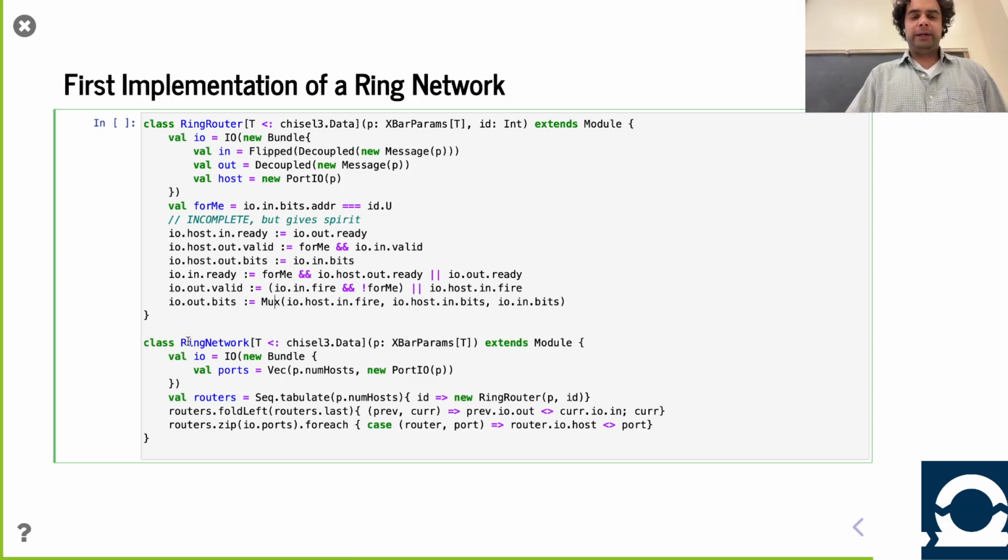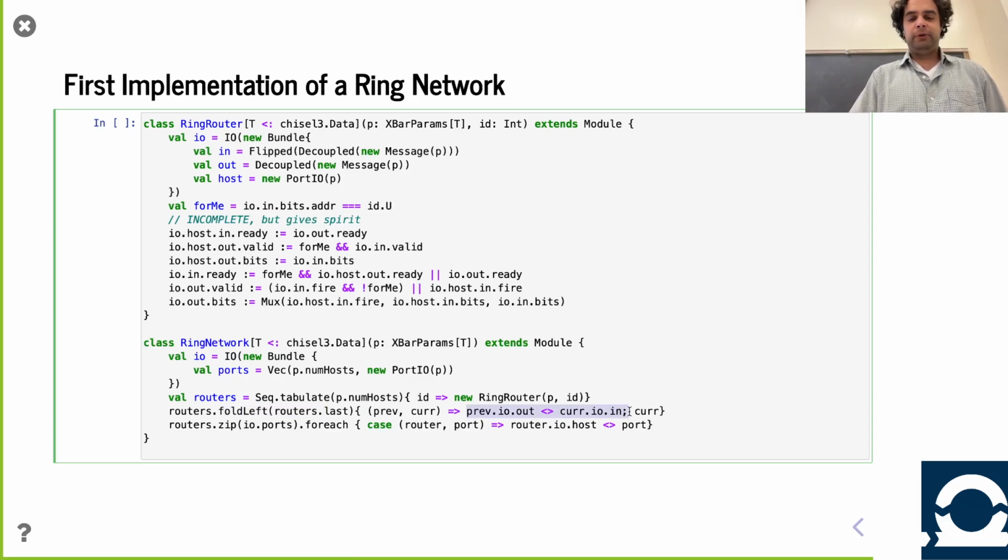And then the actual ring itself, what do we do? Well, from our parameters, we can know how many ports we need, right? Num hosts. Each port's going to have its own router. So we've got to instantiate that many routers. And then here's more of the functional programming magic, right? We're going to go through those routers, use a fold left pattern to connect them all up, so you can see the previous and the current, and just go through them all.